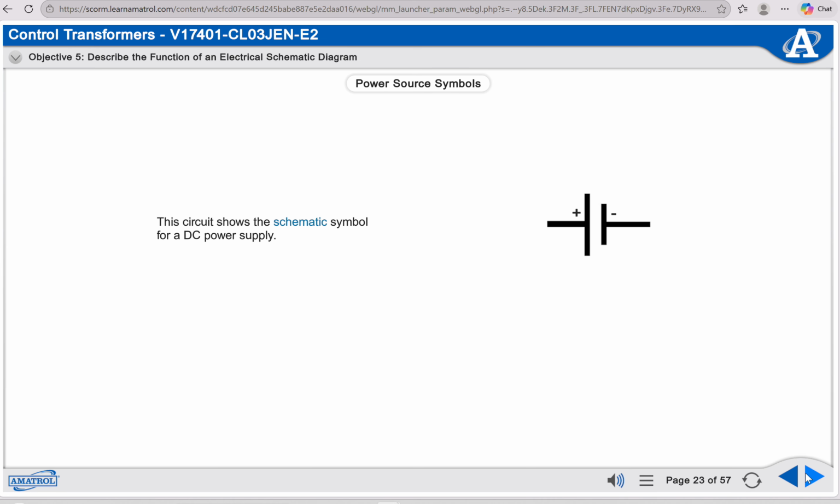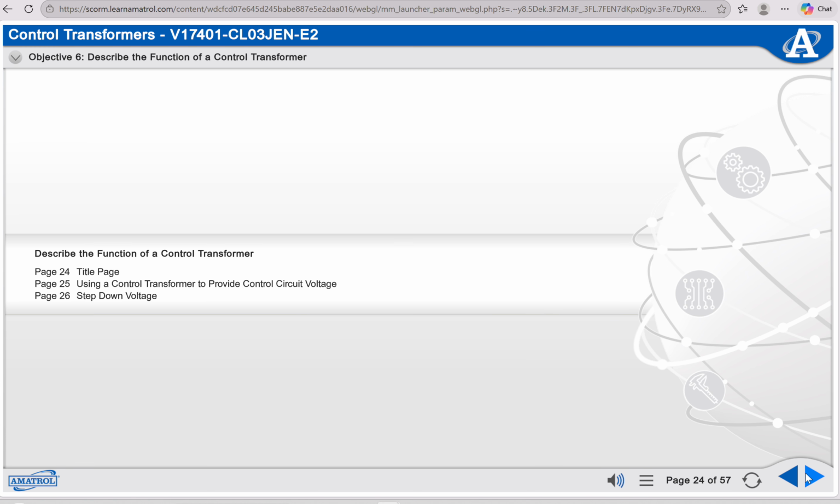This circuit shows the schematic symbol for a DC power supply. Here is the schematic symbol for an AC power device. Describe the function of a control transformer.